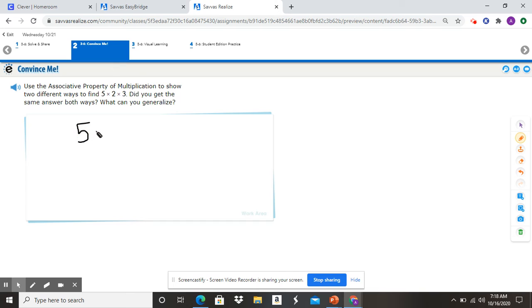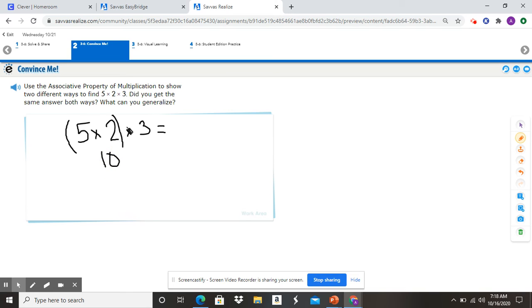So I have 5 times 2 times 3, okay? Like I said, with the associative property, you're putting parentheses around two factors. So I'm going to put them around the first two, which is 5 times 2. What the parentheses tells me to do is whatever's inside the parentheses is what I do first. So the first thing I'm going to do is 5 times 2. So what's 5 times 2? 5 times 2 is 10, okay?